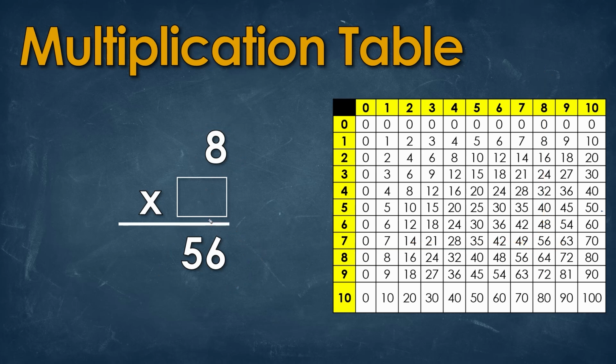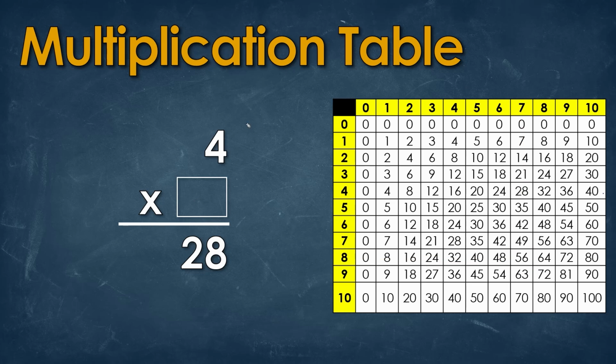Now we can also do the other way around. We can take a look at the row where 8 starts, follow our way across until we get to 56, and then work our way backwards to where we can get and see what we multiply it by, which is again 7.